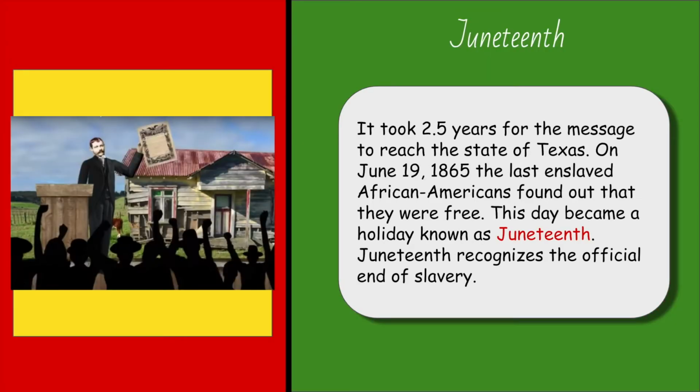Juneteenth. It took 2.5 years for the message to reach the state of Texas. On June 19th, 1865, the last enslaved African Americans found out that they were free. This day became known as a holiday called Juneteenth. Juneteenth recognizes the official end of slavery.